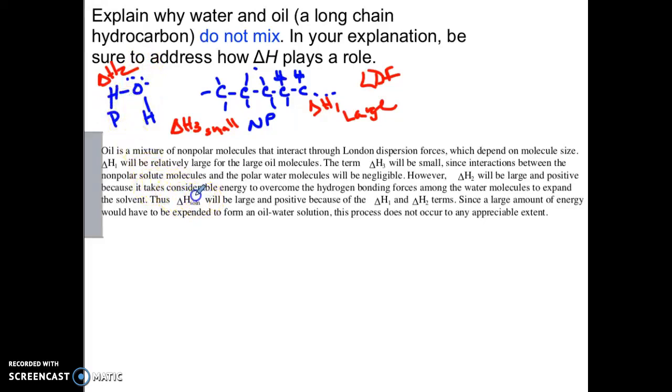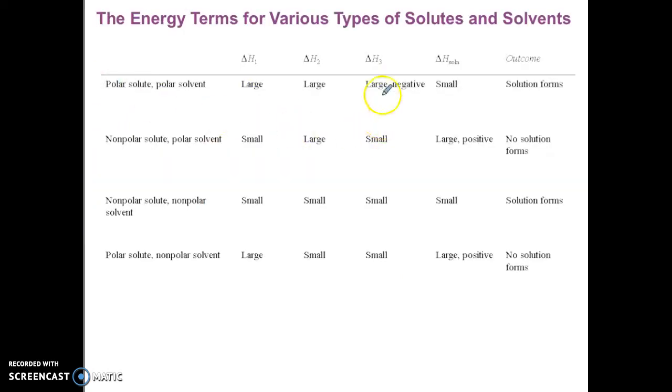So overall, the delta H of solution will be large and positive because of the delta H1 and the delta H2 terms. And since a large amount of energy would have to be expended to form an oil-water solution, that is why it doesn't happen to a large extent at all. So this would be a good table to kind of take a look at. This is also in your textbook, and it's on page 504. This will talk about that idea of like dissolves like.